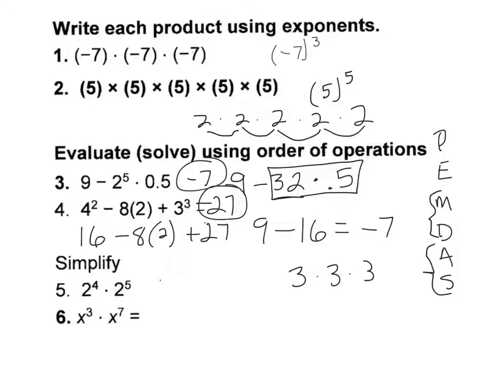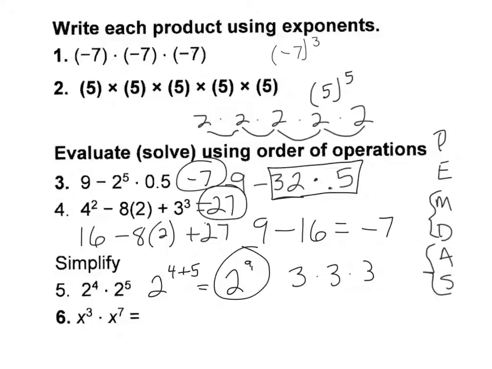All right. So on number 5, simplify. 2 to the 4th times 2 to the 5th. Well, if the bases are the exact same, in this case it's a 2, and we're using multiplication, then this would be 2 to the 4 plus 5th exponent, which would end up being 2 to the 9th. 2 to the 9th would be my answer for number 5.